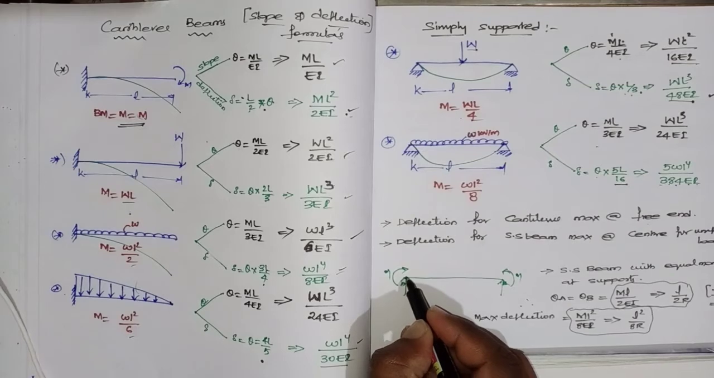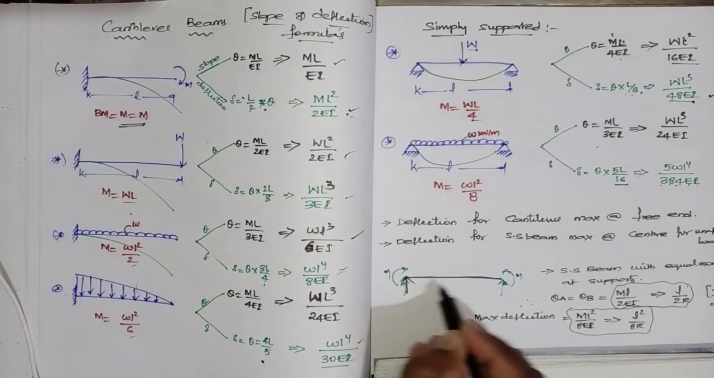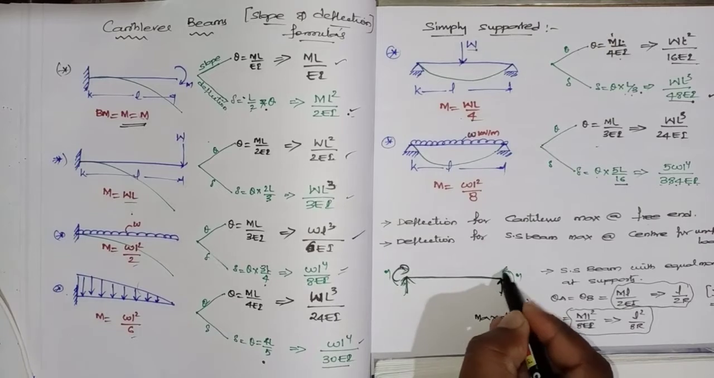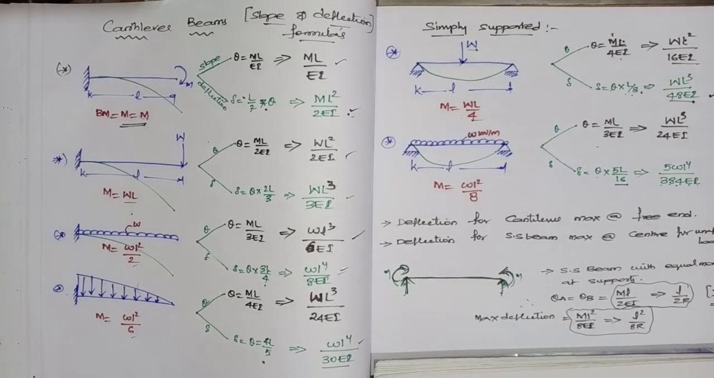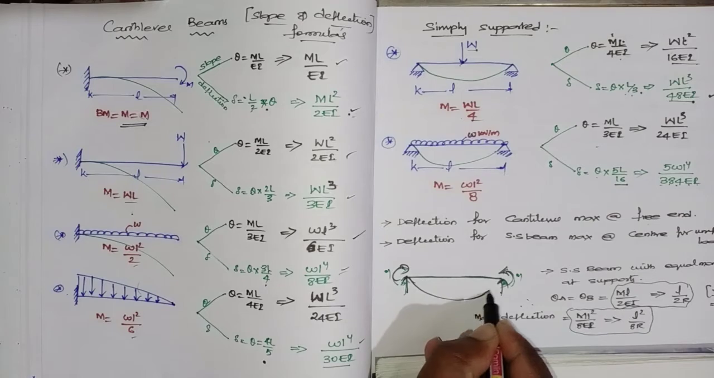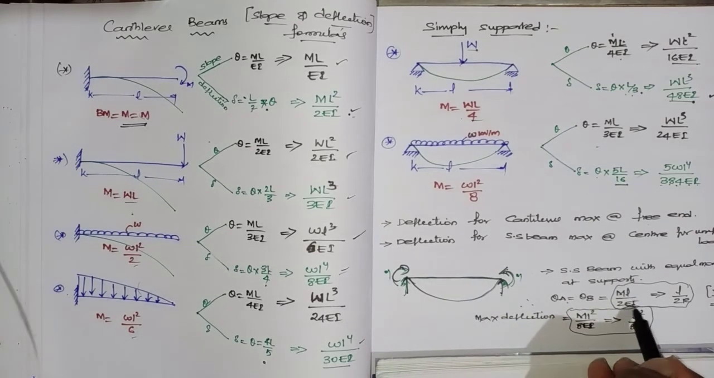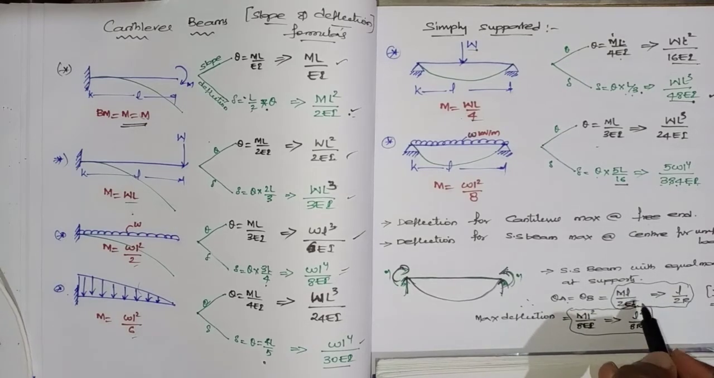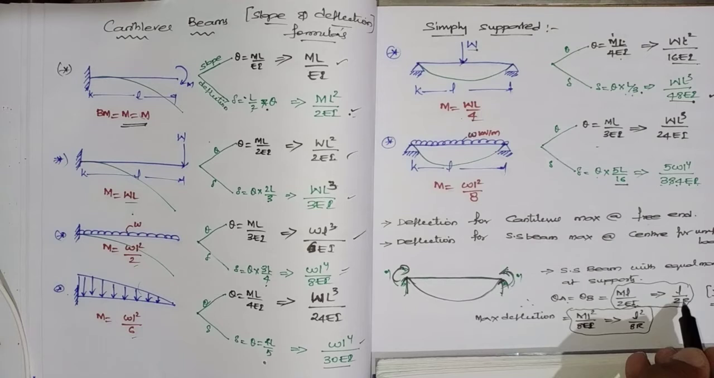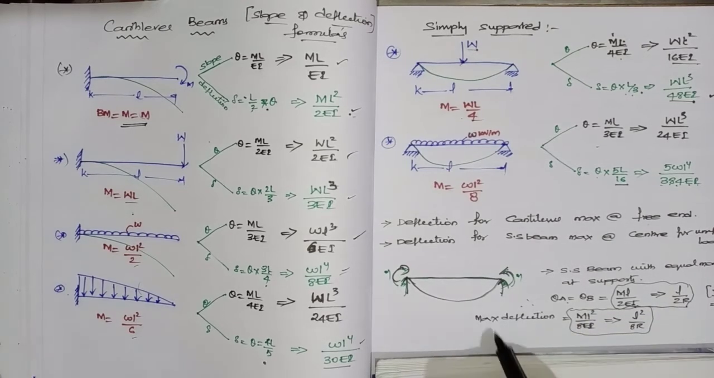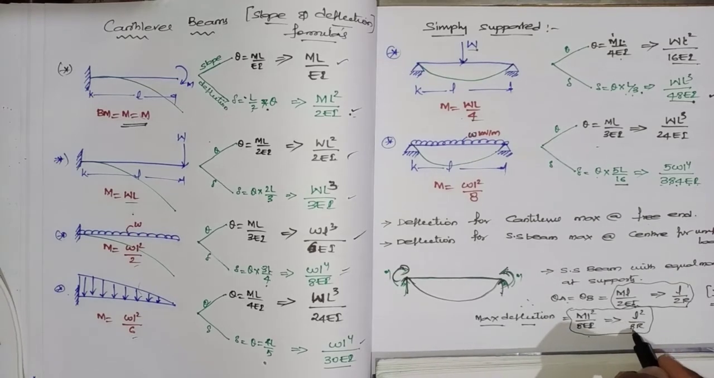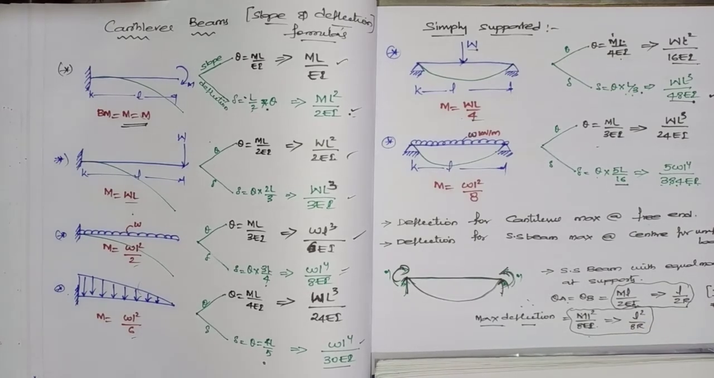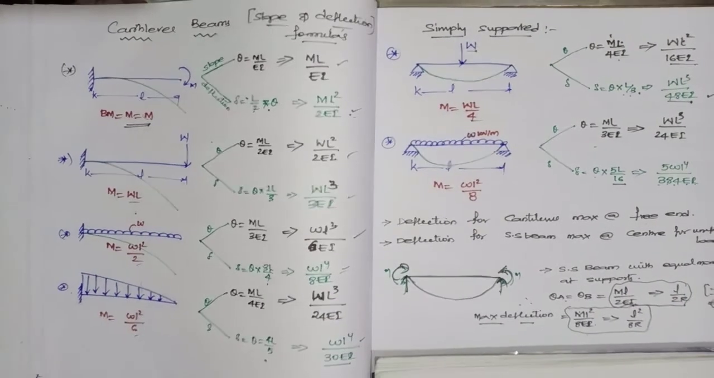And similarly for a simply supported beam carrying two equal moments at the end supports, in such a case what happens? The slope will be ML by 2EI. M by EI means 1 by R, right? So L by 2R. Maximum deflection is ML square by 8EI, which is L square by 8R. Why? M by EI equals 1 by R, which is nothing but curvature. Okay, so this is regarding your deflection and slopes.